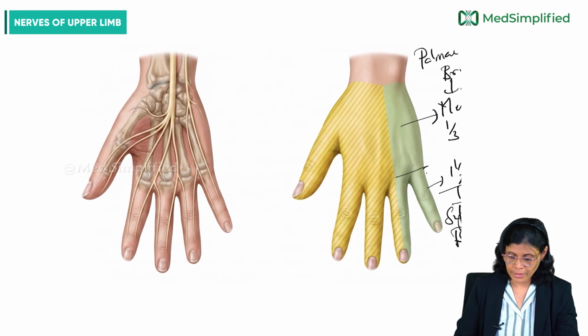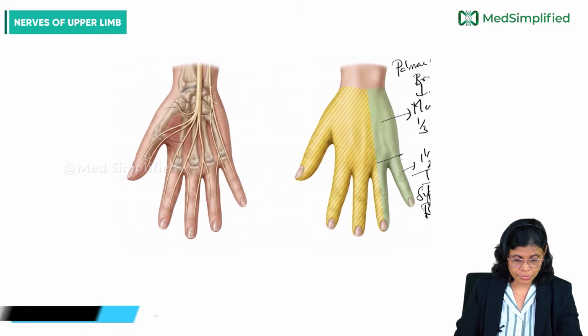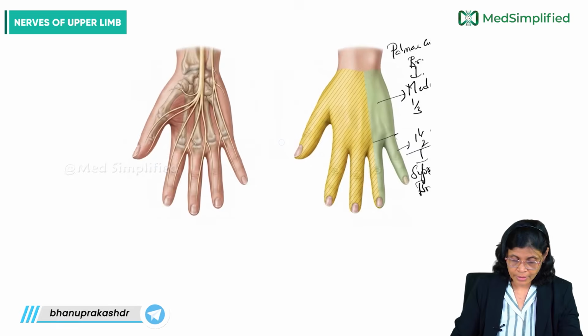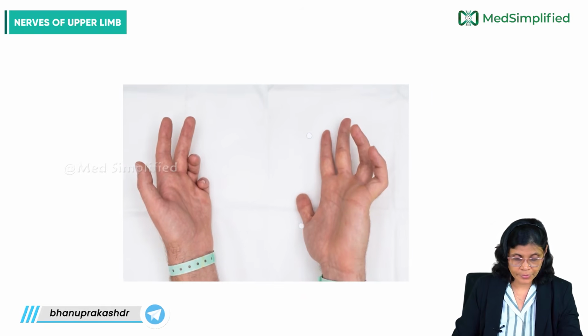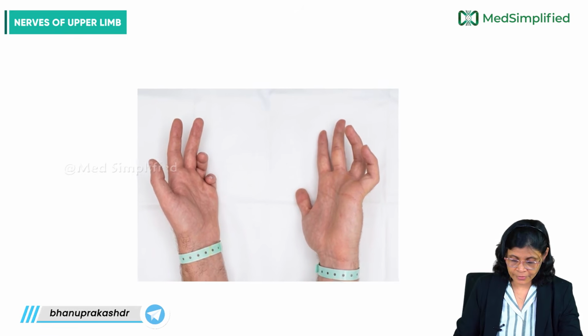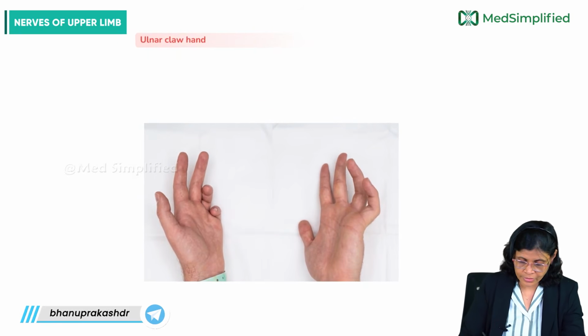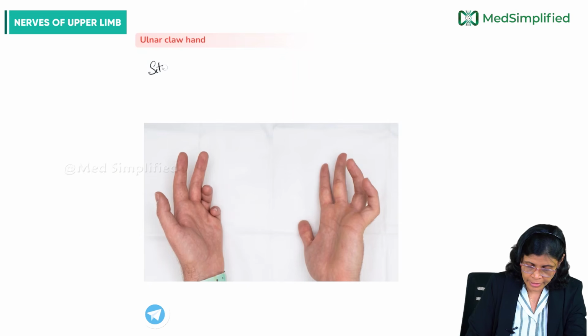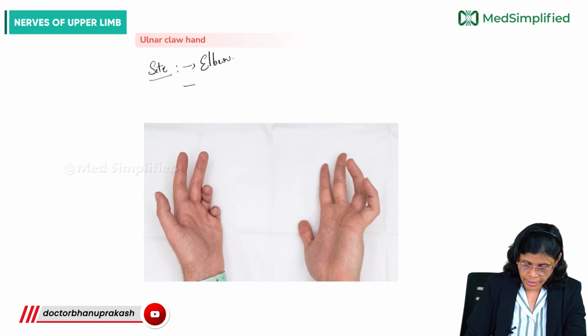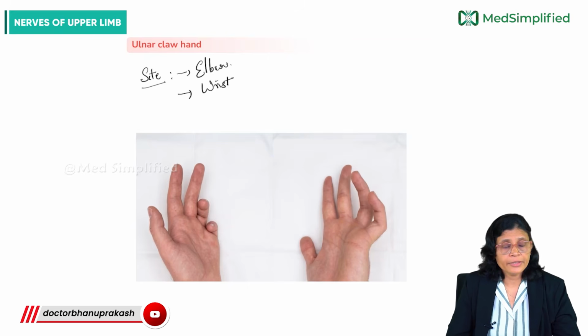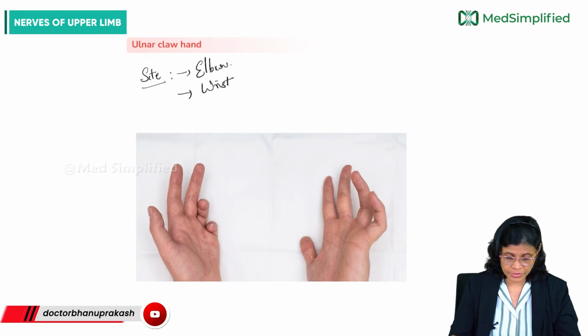Okay, so that is the cutaneous distribution which we see. Coming to the injuries, the ulnar nerve is commonly injured at 2 sites. The site of injury of the ulnar nerve is one at the elbow and the other one at the wrist.